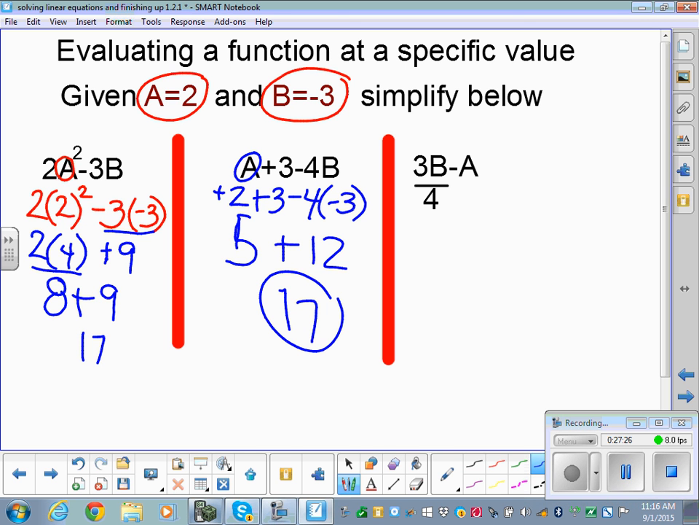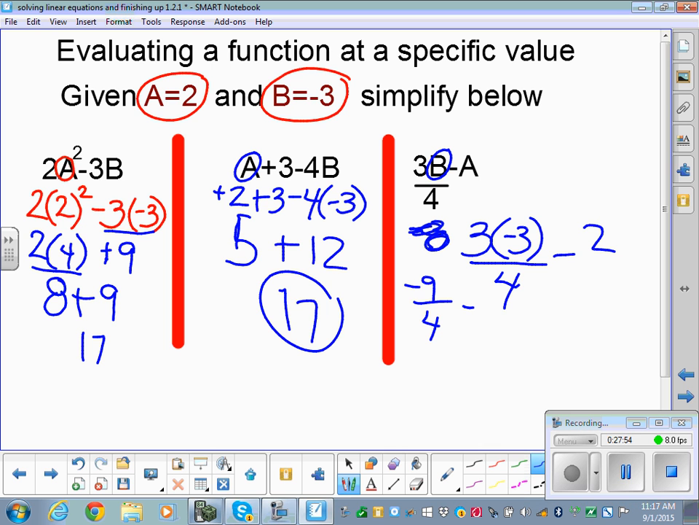And then one like this: 3 times b over 4 minus a. b is negative 3. I'm going to put it in. So we have 3 times negative 3 over 4, and then minus a. a is 2. So let's simplify this. You have to divide before you can add this up. What's 3 times negative 3? Negative 9 divided by 4, and then we have minus 2.